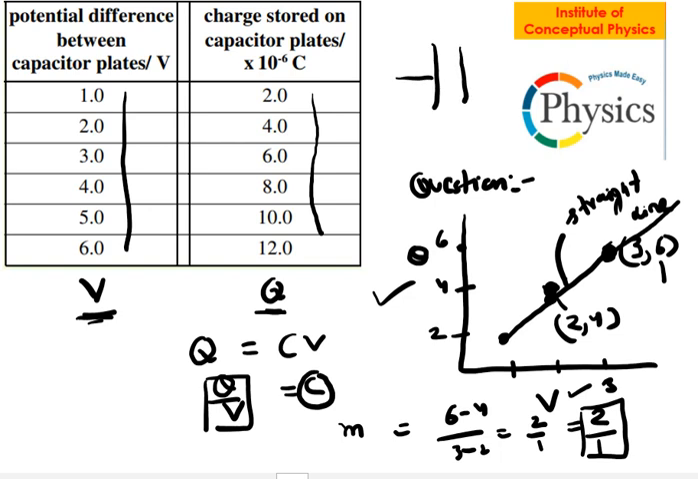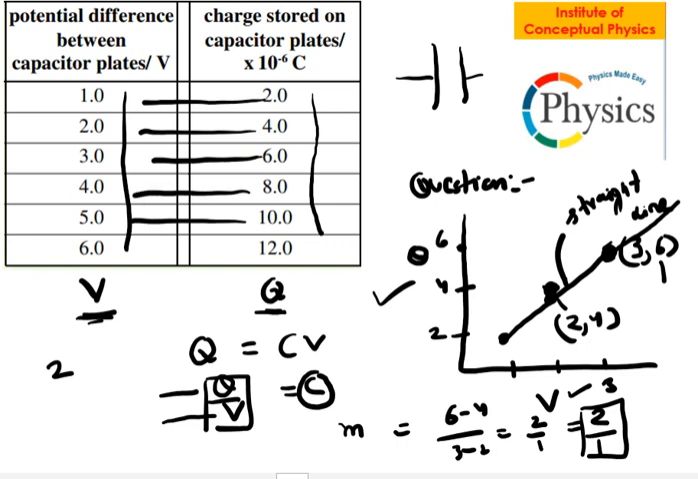So this capacitance is a fixed ratio. The ratio is always going to be fixed. So you can see the capacitance is a ratio of charge and potential and is a fixed quantity. And you can take the ratio: this is 2 by 1, this is 4 by 2, this is 6 by 3, this is 8 by 4, this is 10 by 5, this is 12 by 6. So what you actually get is dot, dot, dot.